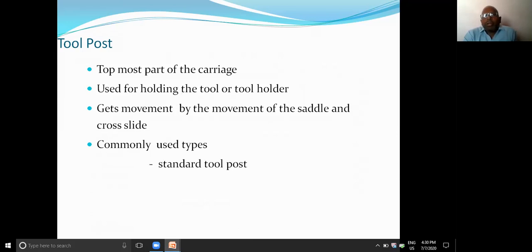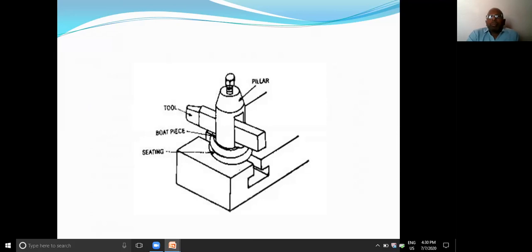So the common tool posts are of different types. One is the standard tool post. The second one is the four-way tool post. This one is the standard tool post.